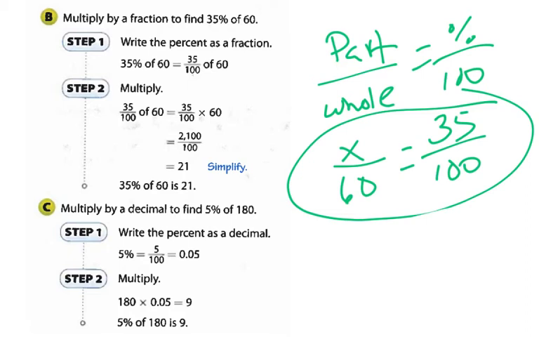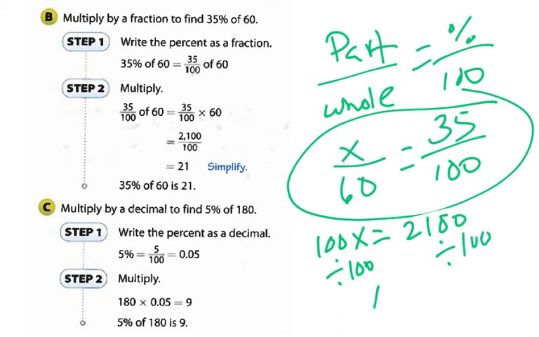If you didn't recognize how to do it with the calculator, then you can see 60 to 100 is not friendly. So this is going to be one where we would cross multiply. So x times 100 is 100x. 60 times 35 is 2100. Then I'm going to have to divide by 100 on both sides to isolate x, remember, to undo that multiplication, and I'm going to get 21. So 35% of 60 is 21.